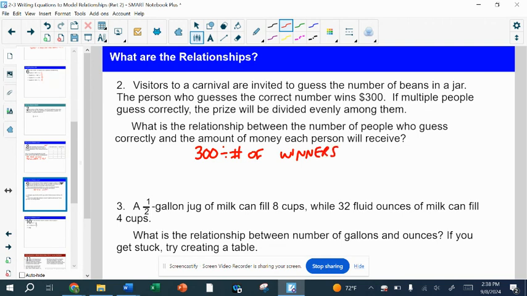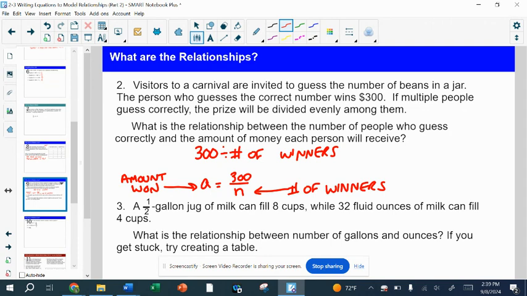Right? So as an equation, we could say the amount that each person wins could be 300 divided by the number of winners. And this is the amount that they're going to win, or the amount won, we'll see.